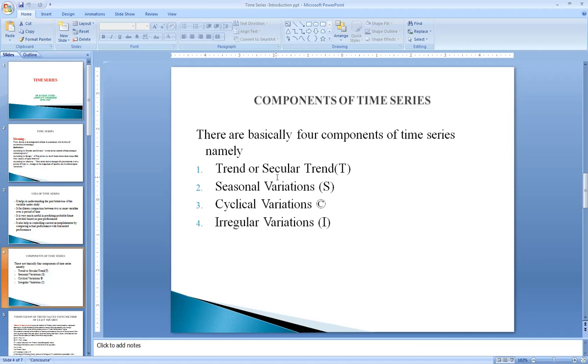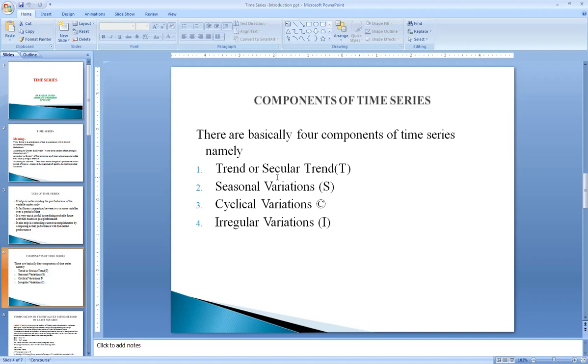Let us go to cyclical variations. Cyclical variations are the variations in a time series which occur over a period of more than a year. If the fluctuations happen over more than a year, it is cyclical. If the period is within 12 months, it is seasonal. If it is for more than 1 year, then we call it cyclical variations.